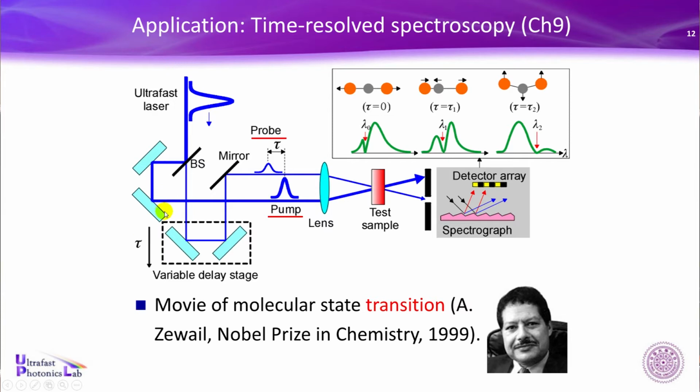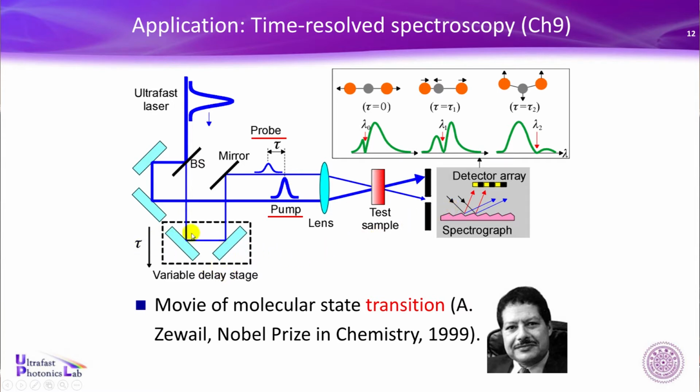So let the stronger pulse, named the pump pulse, hit a test sample first. Then, at a later time, the weaker pulse, let's name it the probe pulse, strikes the test sample again. And the time difference can be controlled by this vibrational delay stage. So basically, this is nothing but a Michelson interferometer. The delay is controllable.